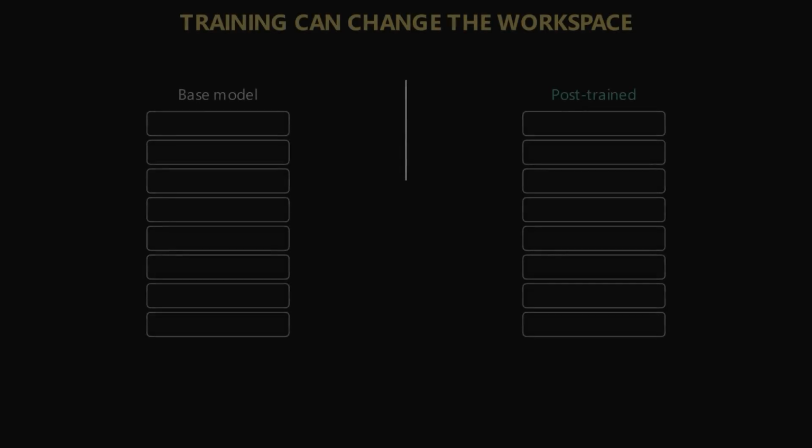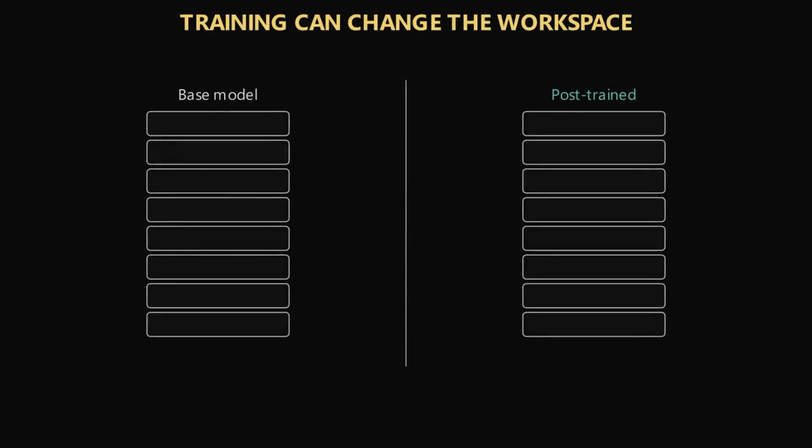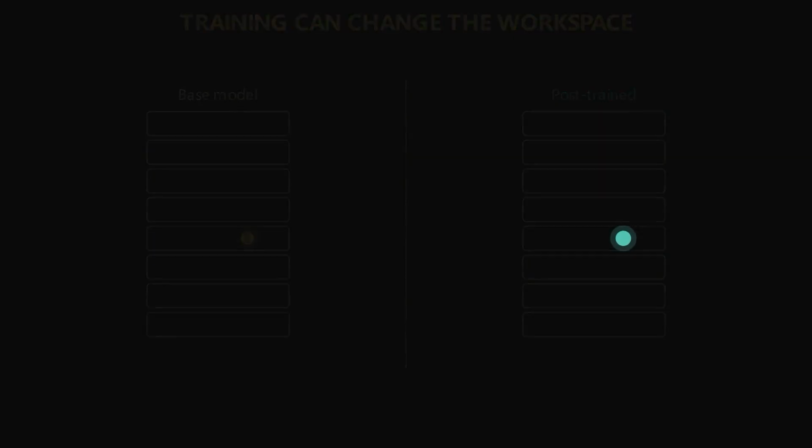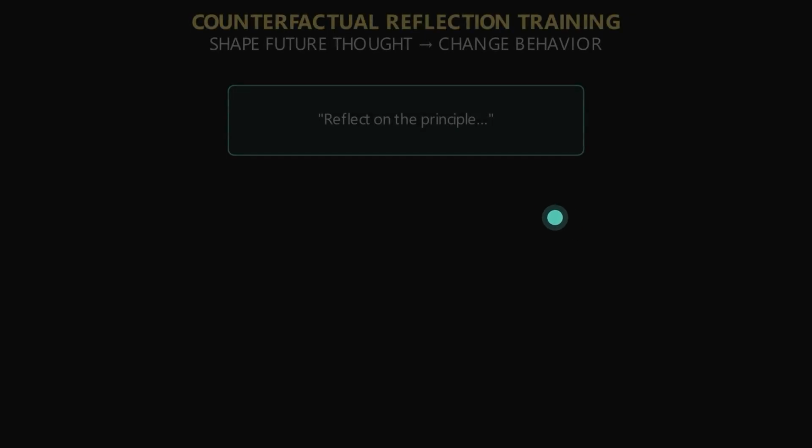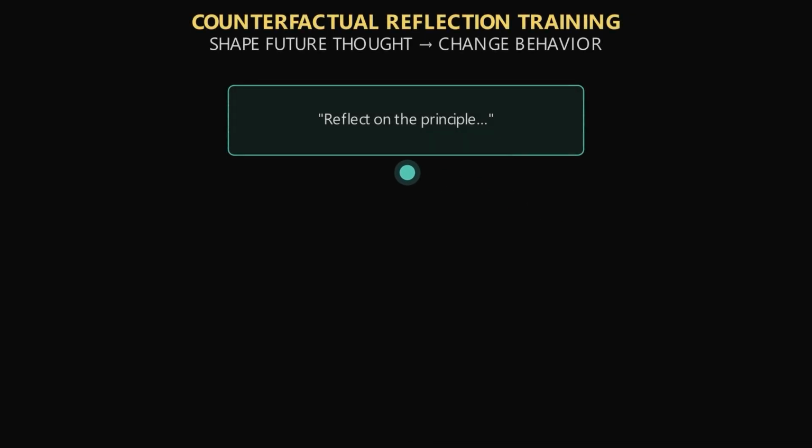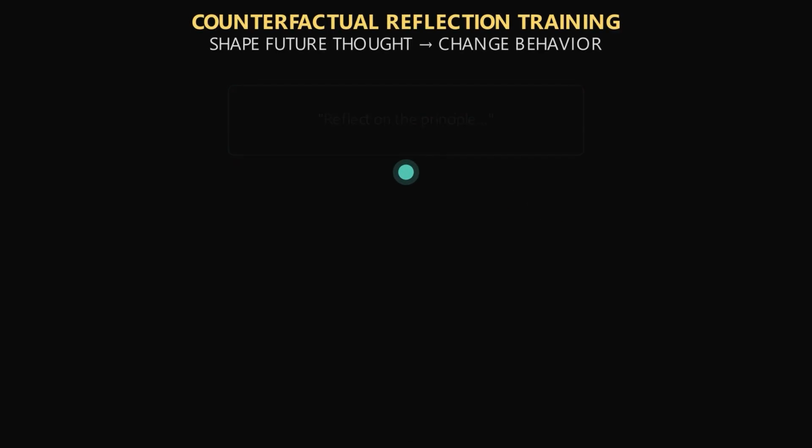Can training change this workspace? Anthropic found evidence that post-training changes what appears in the model's workspace, including representations related to the assistant's behavior and responses. They also demonstrated counterfactual reflection training, where training the model to articulate principles in hypothetical reflection contexts caused related representations to appear in the workspace and improved behavior in the original context.